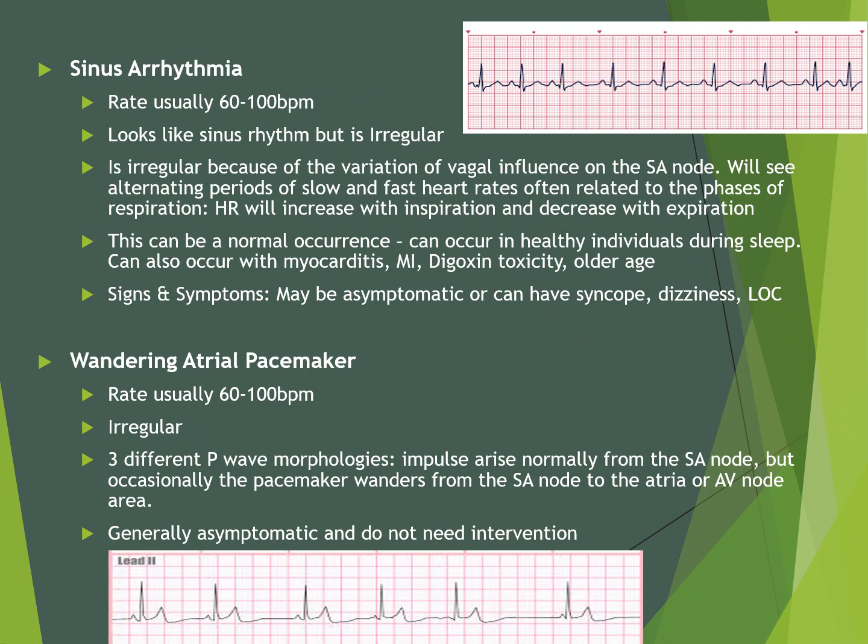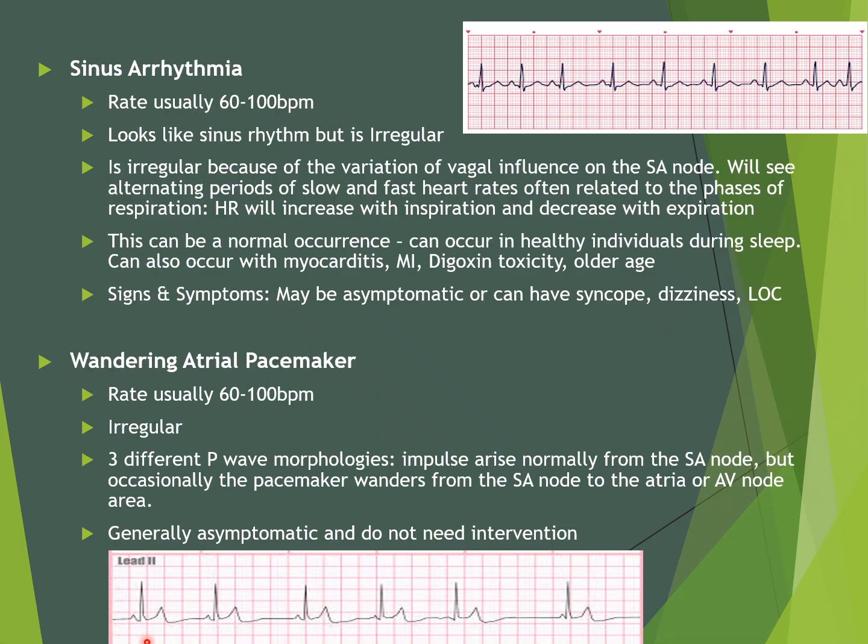With a sinus arrhythmia, the rate is usually 60 to 100 beats per minute. It looks like sinus with a P for every QRS, but the rate is irregular. This irregularity is caused because of the variation of vagal influence on the SA node, and you will see alternating periods of slow and fast heart rates, often related to the phases of respiration. So if you see here, the heart rate is slightly increased, and then it slows down, and then it speeds up again kind of towards the end.